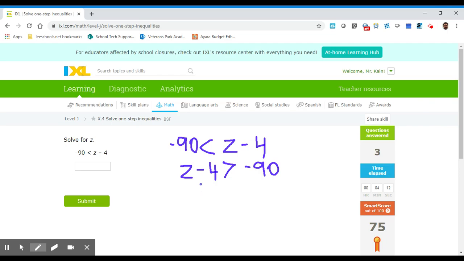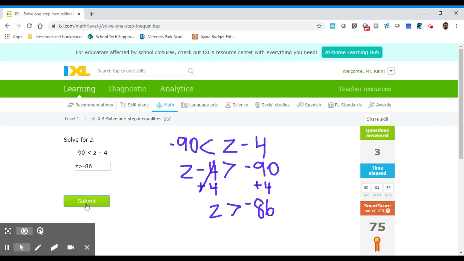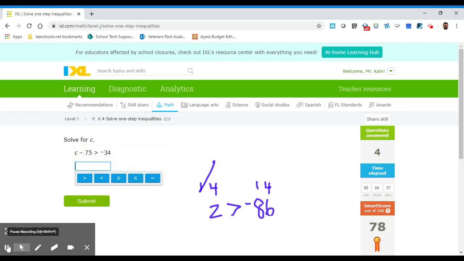Okay, and using algebra, we can add 4 to both sides. This cancels it out. z is going to be greater than, when we subtract these, we get 86. And it's -86 because if you ignore the signs for a second, 90 is bigger than 4. We're going to take the negative, which is another way of saying -90 has a larger absolute value. And let's click submit.